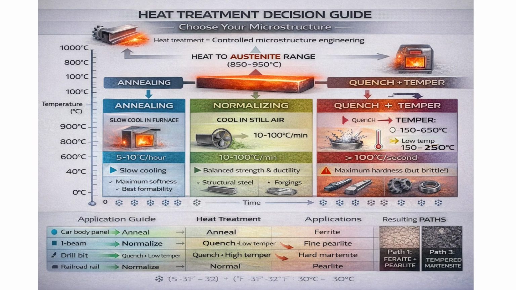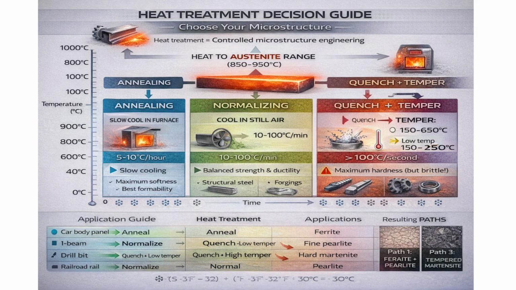Let's summarize. If you want a soft, formable steel, you anneal it, heat it up and cool it slowly in the furnace. This gives you ferrite or coarse pearlite. Need something stronger with better toughness? Normalize it, heat it up and cool it in air. This produces fine pearlite or bainite depending on your steel composition.